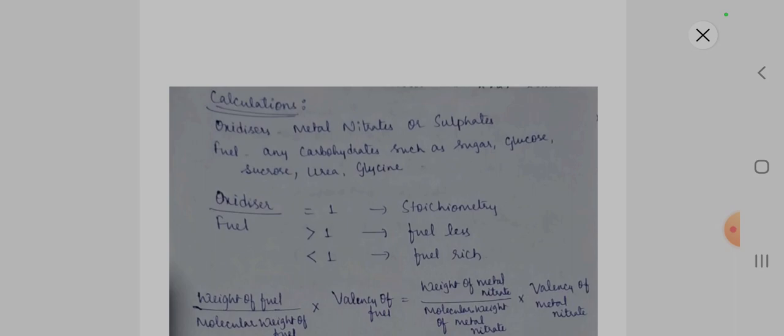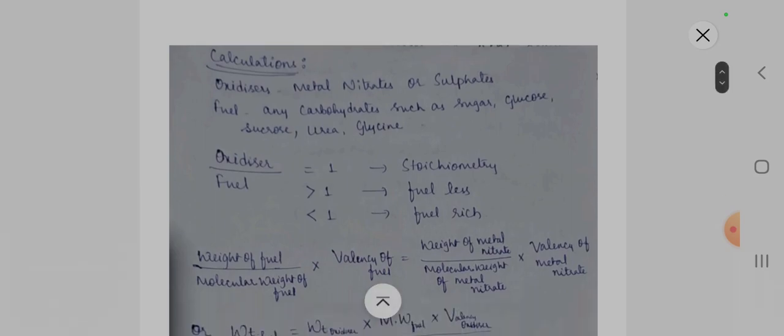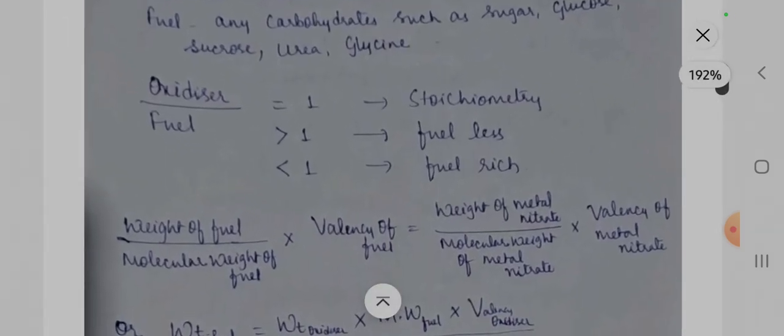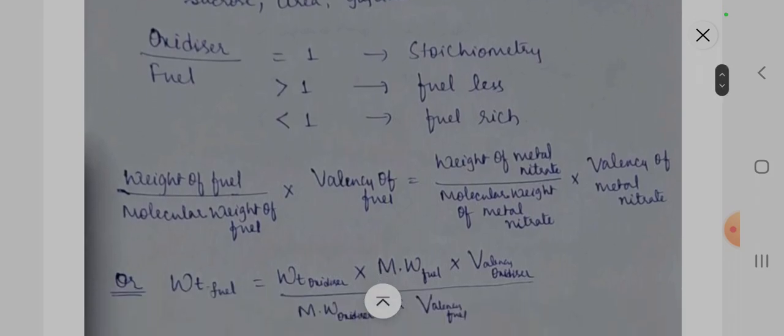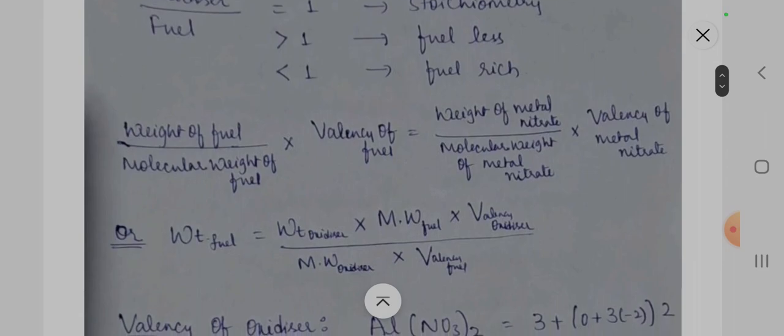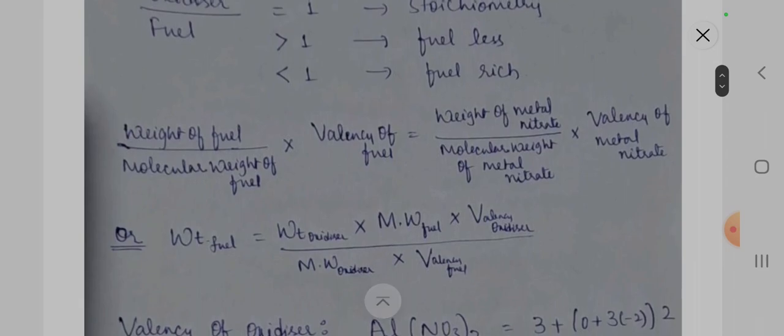So now, to calculate what quantity of the metal nitrate should be taken, we use a formula: weight of fuel divided by molecular weight of the fuel into valency of fuel is equal to weight of metal nitrate divided by molecular weight of metal nitrate into valency of metal nitrate. Now we can write it as weight of fuel is equal to weight of the oxidizer into molecular weight of the fuel into valency of oxidizer, divided by molecular weight of the oxidizer into valency of the fuel.